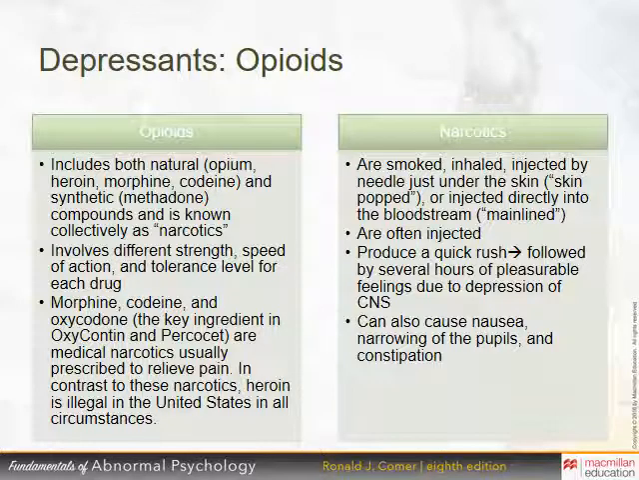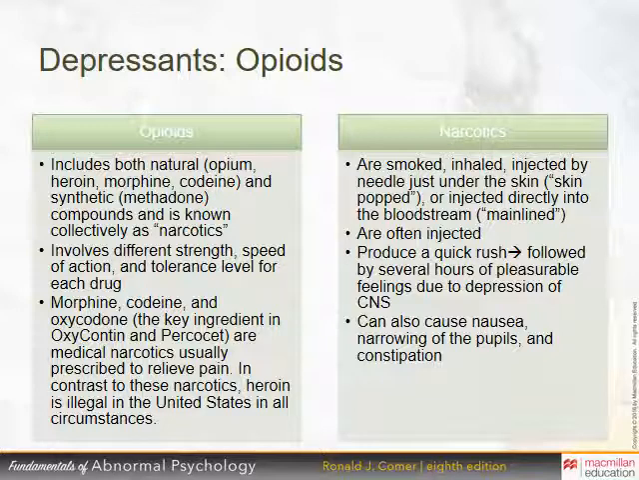Opioids include both natural and synthetic compounds. They're collectively known as narcotics. They involve different strength, speed of action, and tolerance levels for each drug. Morphine, codeine, and oxycodone are medical narcotics that are prescribed to relieve pain. In contrast to these narcotics, heroin is illegal in the United States in all circumstances.